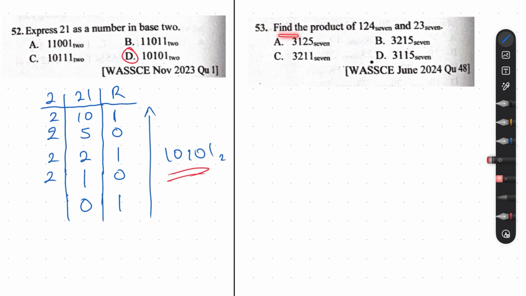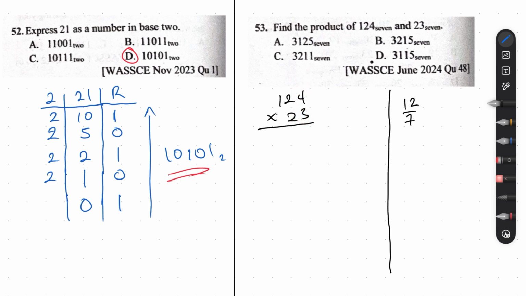So it says find the product of 124 base 7 and 23 base 7. Cool. So we write our numbers here: 124 and 23, base 7. Multiplying. Let's put a rough space over here to do our rough work. So now 4 times 3 is what? 12. What is 12 in base 7? That will give us 1 remainder 5. So we write our remainder, then we keep our 1 to add to our next result.